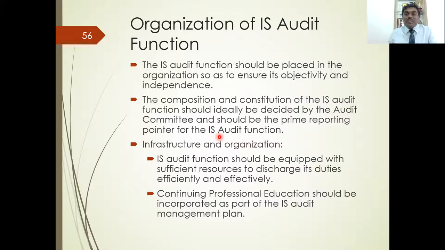Objectivity and independence. The composition, the constitution should ideally be decided by the audit committee. Very important. And here one very important wording is called IS audit charter. The audit charter is the high level structure which defines the roles and responsibilities, and it should be approved by the audit committee. Or in case when there is no audit committee, the highest level of management which has independence. Okay, so it should be able to discharge the roles and responsibilities, and for that they should be given the adequate resources.